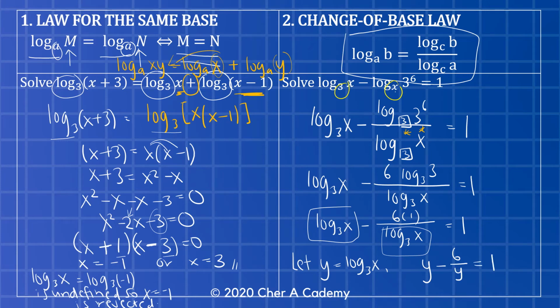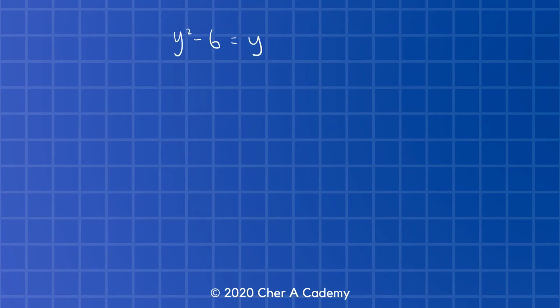Which will make things look a bit cleaner. And then we will replace the y with log base 3x later on. So then to get rid of this fraction here, I'll multiply each term with y. So multiplying by y, I have y squared minus 6 equals y. Okay, looks like we have a quadratic equation here. So I'll put them all to one side. Y squared minus y minus 6 is equal to 0.